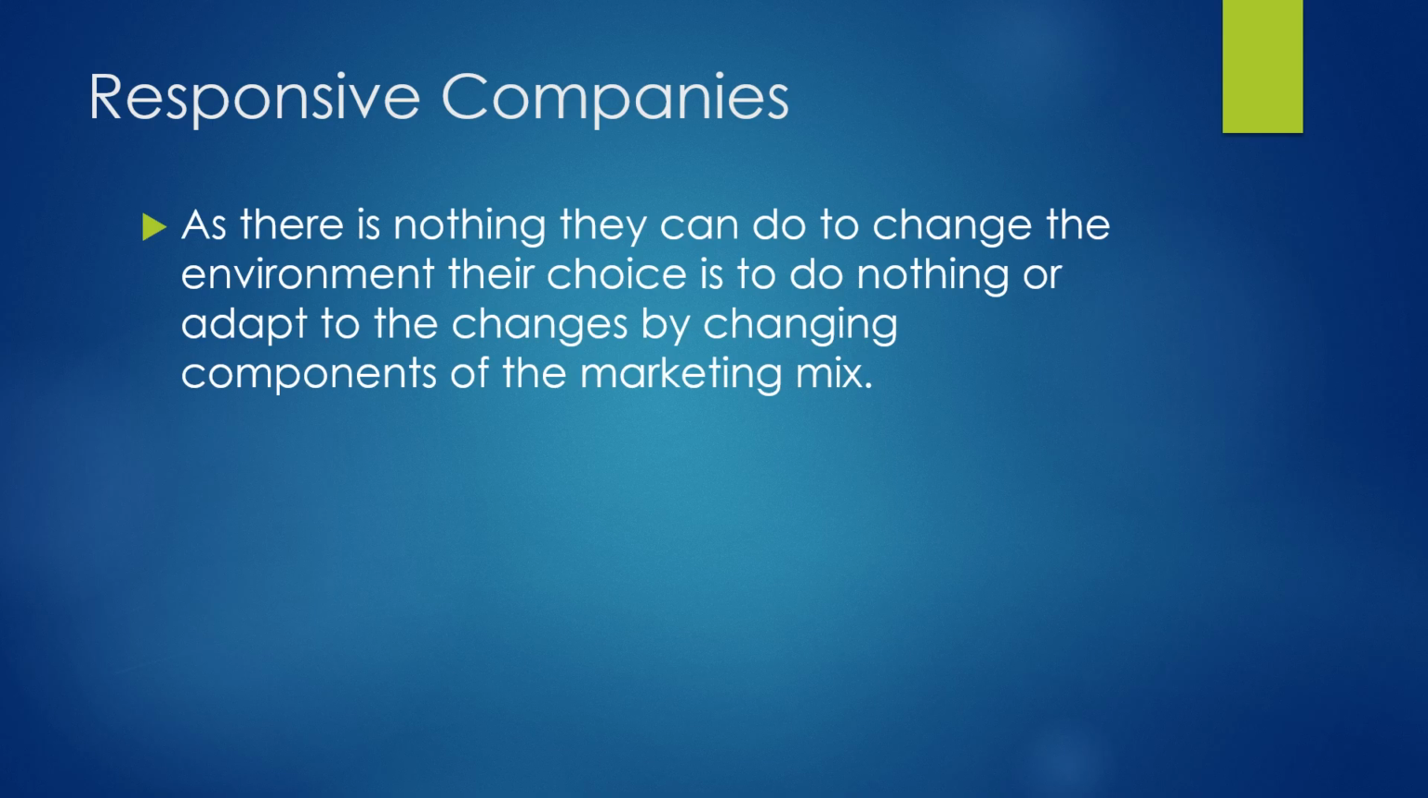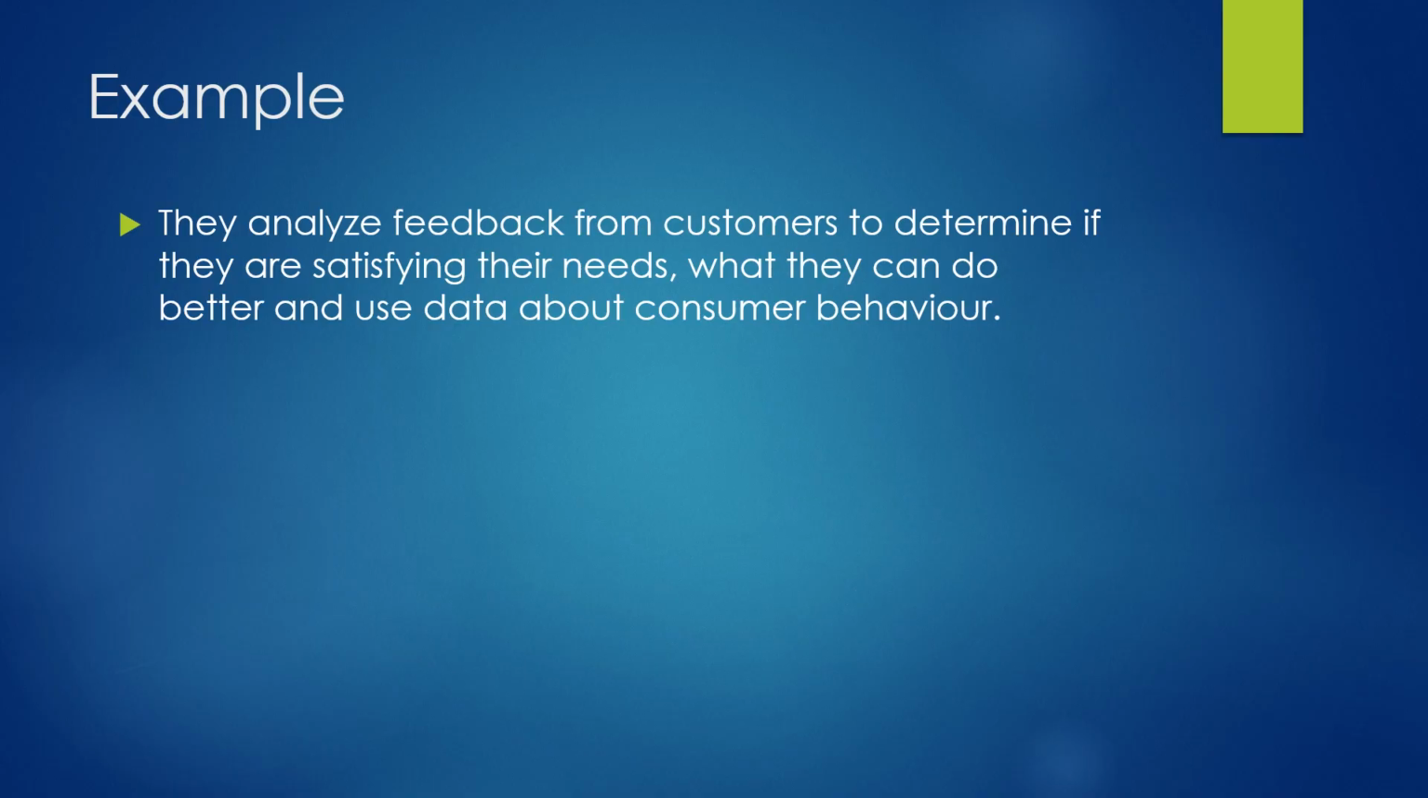What can responsive companies do? Because there is nothing they can do to change the environment, there are some choices that they can consider: adapting to the change by changing the components of the marketing mix. For example, if we have feedback from the customers about whether the company is responding to their needs and fulfilling them, we can also use data about consumer trends, and we can combine this data to decide to make product improvement or distribution channel development or price decrease or price policy changes.